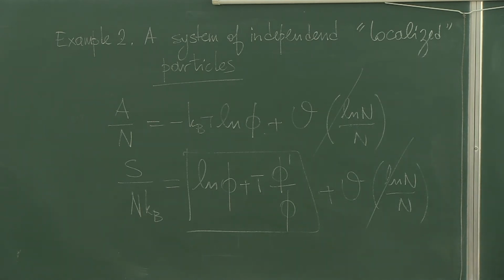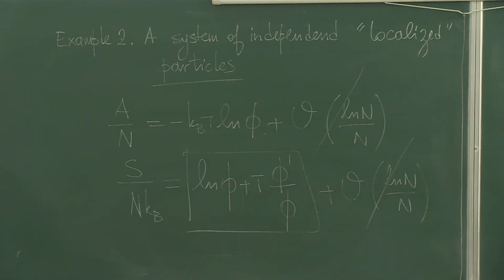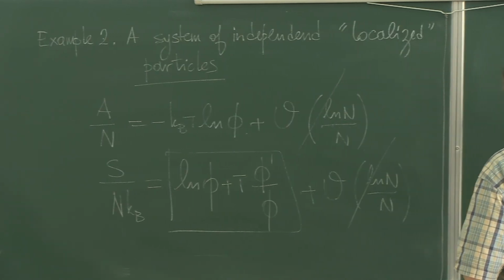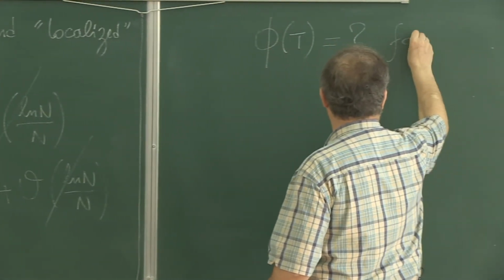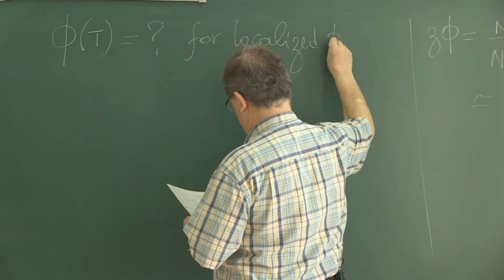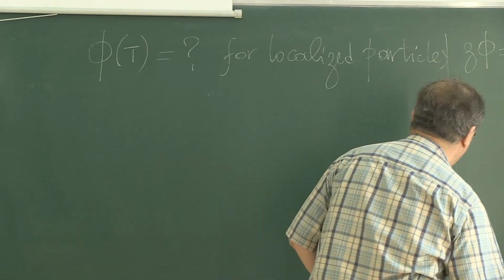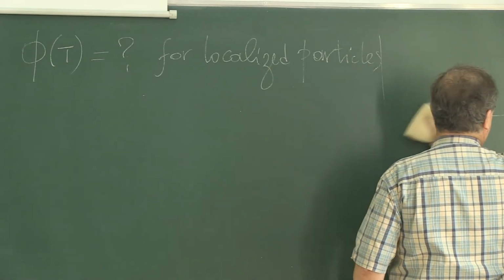So the question is, what is this phi for localized particles? The one particle canonical partition function for localized particles. If we know this, we know the thermodynamics. That is our problem now.